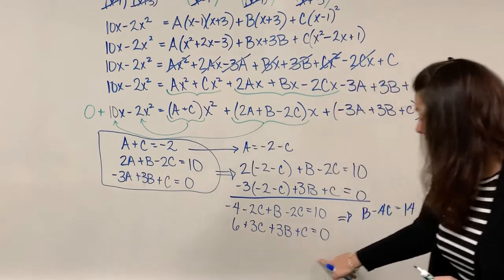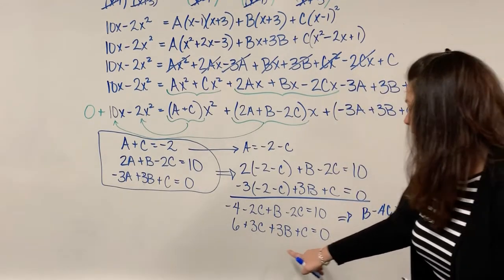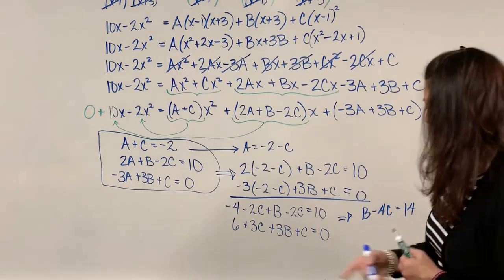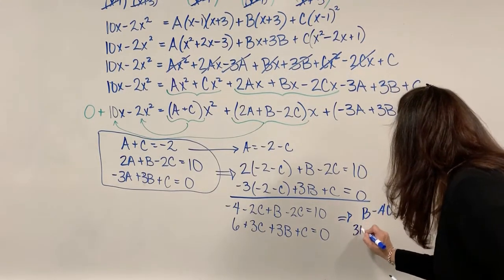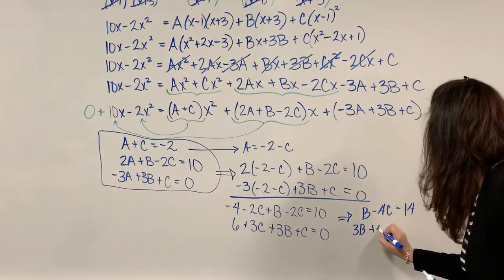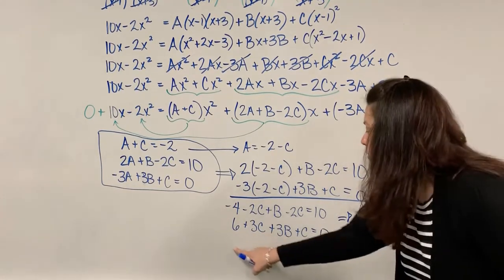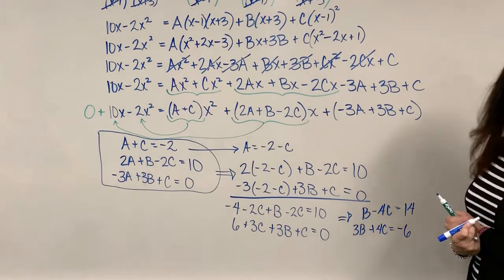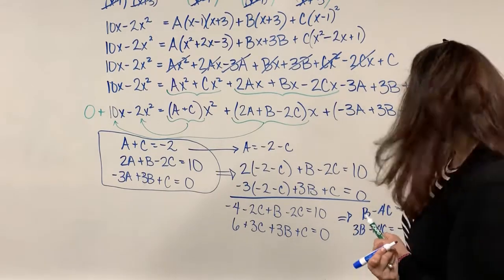I'll do similar actions to this next equation. I will subtract 6 to the right-hand side. I will take my 3c and my other c, add those, I get 4c. So I have 3b plus 4c is equal to subtract 6, just be careful with the negative sign, and now I have a -6 here on the right-hand side.